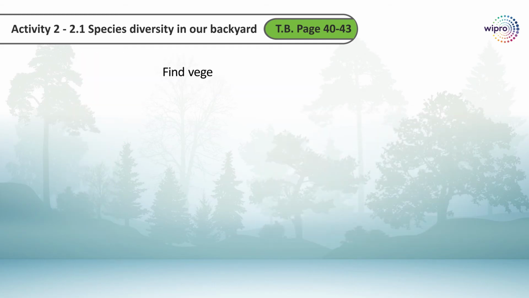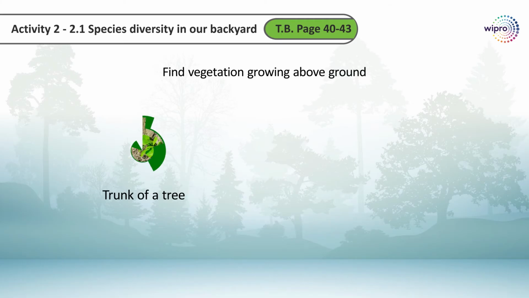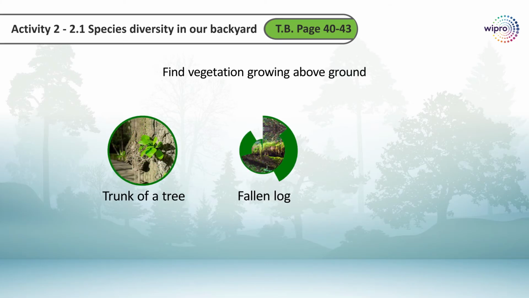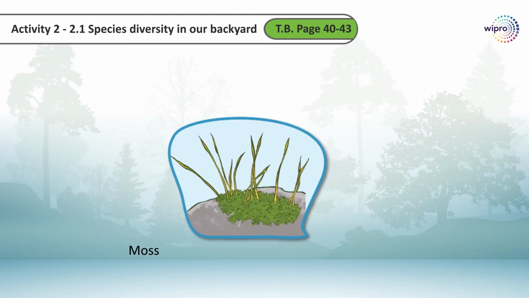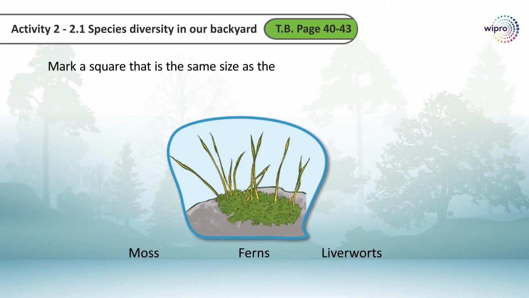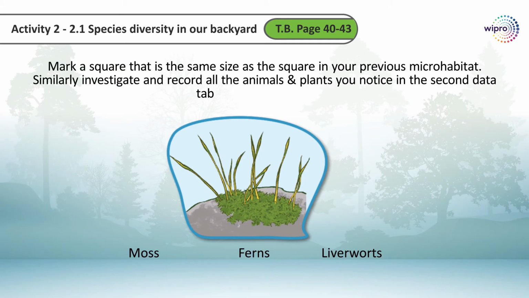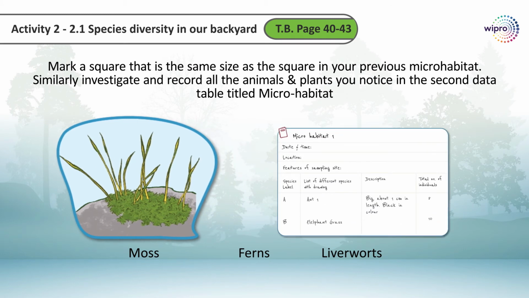Pick a second microhabitat. This time find vegetation growing above ground, like on the trunk of a tree, on a fallen log, above the rock, etc., which may consist of moss, ferns, liverworts growing on them. Mark a square that is the same size as the square in your previous microhabitat. Similarly, investigate and record all the animals and plants you notice in the second data table titled Microhabitat.